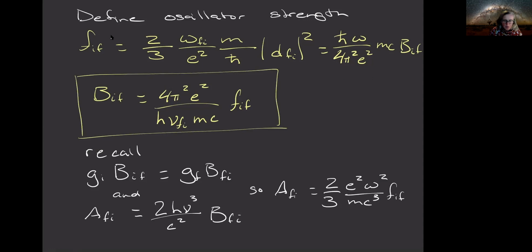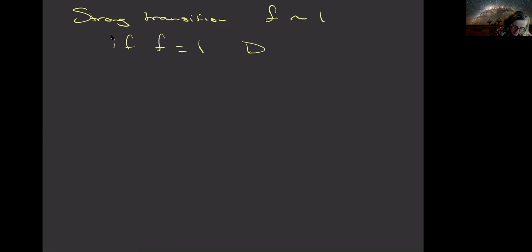Okay, so what we have is that in the situation where you have what's called a strong transition, f is on the order of 1. If f is equal to 1, it's a dipole transition. And not all transitions actually allow f to be equal to 1. And if f is equal to 0, it's what's called a forbidden transition.